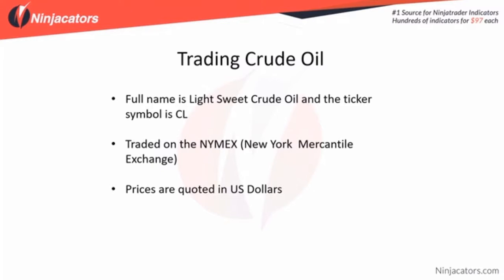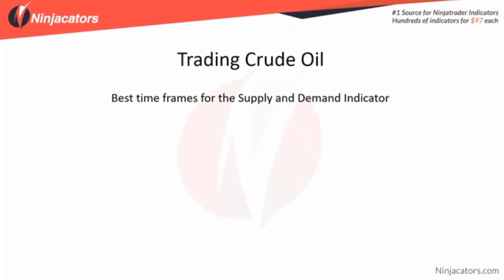This is important to know because when people buy crude oil or a barrel of oil, they have to convert into US dollars to buy that barrel. So the prices you see on the chart are quoted in US dollars, and you need US dollars to buy crude oil. Finally, each full contract controls 1,000 barrels of oil.